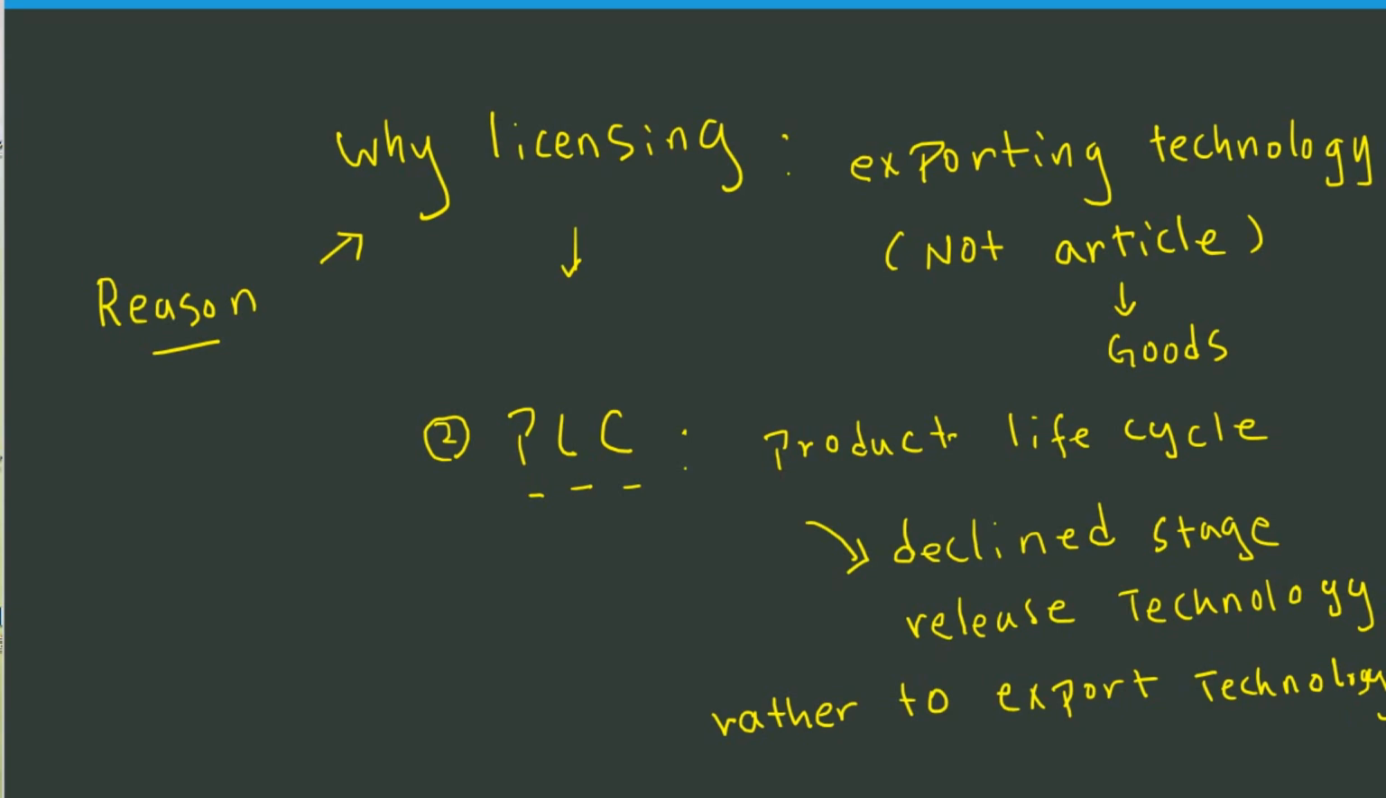Contrarily, at the end of a PLC, meaning that the product life cycle reaches the declined stage, production of that technology is no longer profitable. So in this case, the licensor selects to transfer their technology rather than keep it. So in these two cases, licensing can occur.